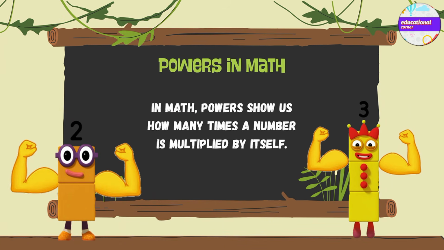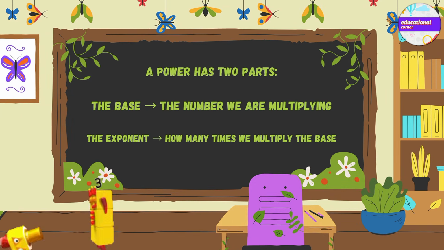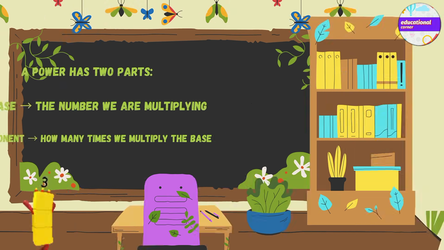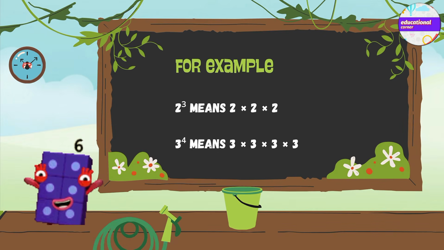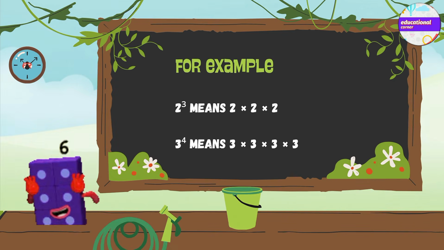Powers in math. In math, powers show us how many times a number is multiplied by itself. A power has two parts: the base, the number we are multiplying; and the exponent, how many times we multiplied the base. For example, 2 power 3 means 2 multiplied by 2 multiplied by 2. Similarly with 3 as well.